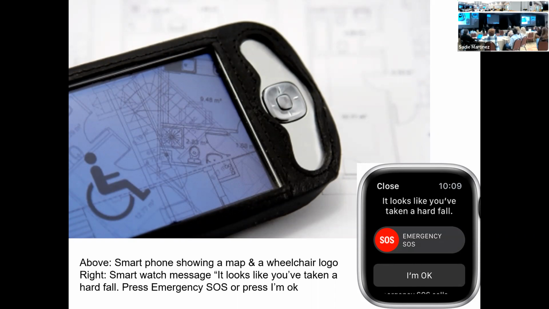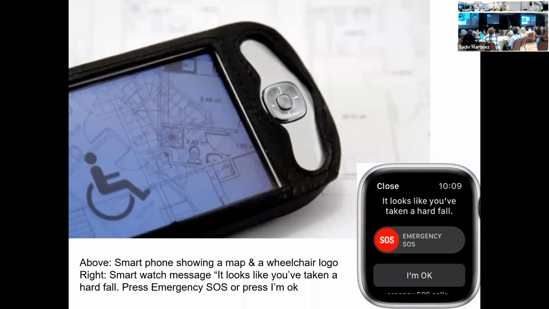So these two pictures: there's a smartphone, a smart watch, that queries you, I think you've fallen, do you need help? Yes or no, SOS. Activate the SOS if you need help. Or a smartphone showing a map and a wheelchair logo with a smart message. So there are all kinds of ways and new apps out there that can help people communicate with a designated group. You know, I need help, or I'm fine. So there's a lot of apps that allow for calling for help by text, by call, by email, or even just by a button press.